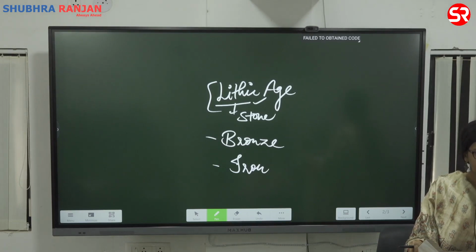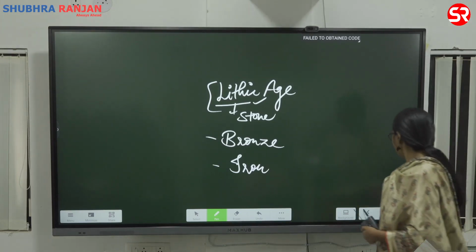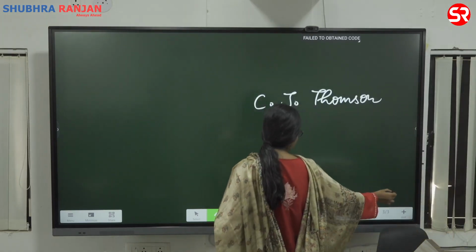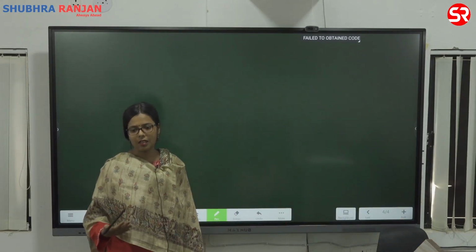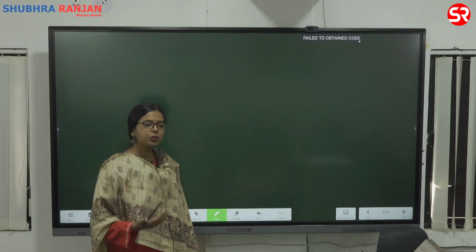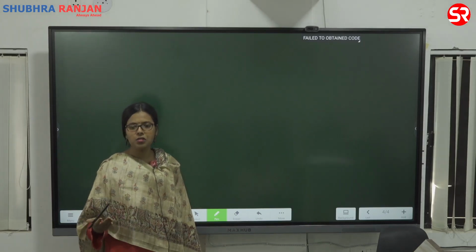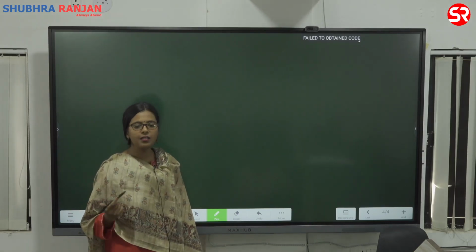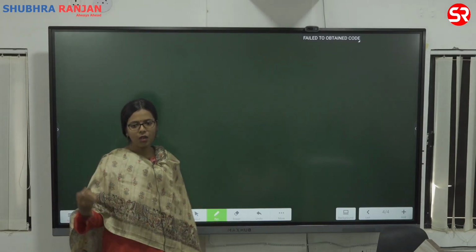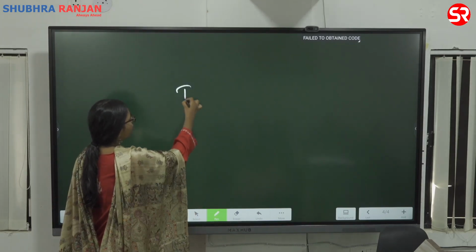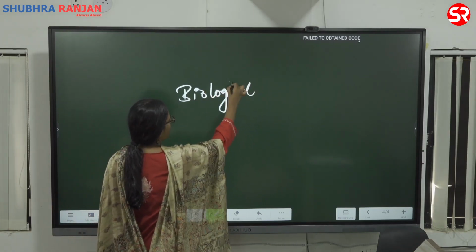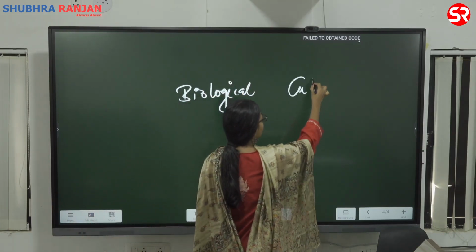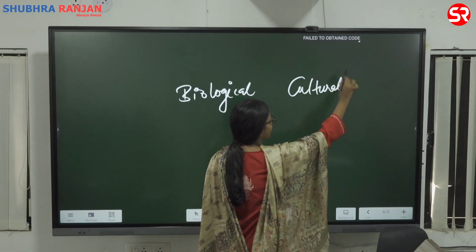Written? Okay. Now before coming to lithic age, there are a few things that we need to understand. When we are talking about humans using stones, before that there is another story of evolution. Okay, so there are two kinds of evolutions which are taking place. One is biological and the second is cultural.